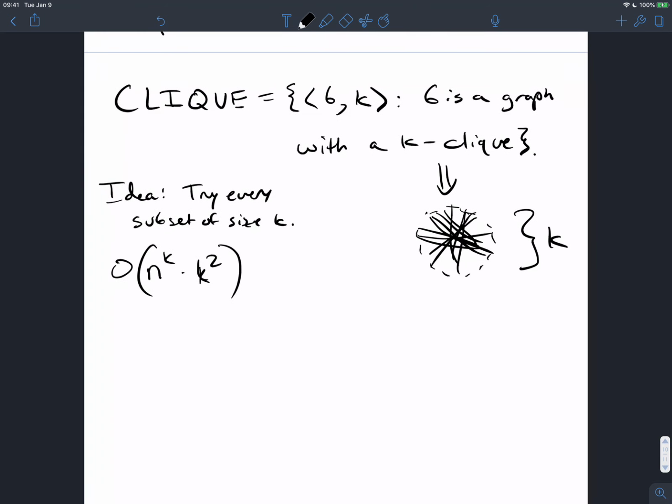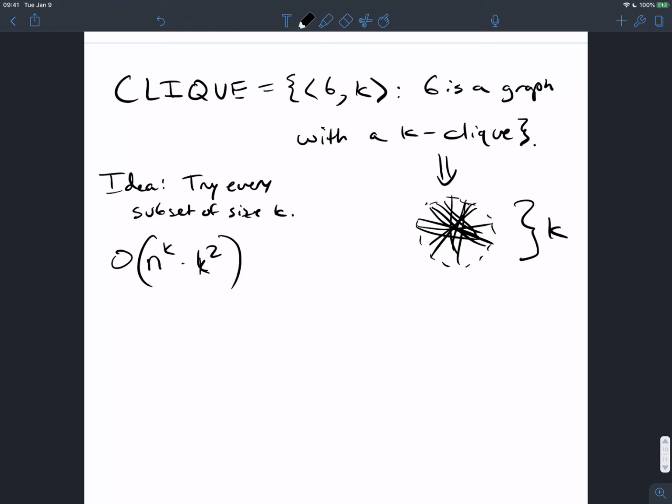There's actually a lot of research on whether, even if k varies with the input but only k is small, we still get a fast algorithm out of that. Maybe we'll talk about that toward the end. But this is not a fast algorithm.